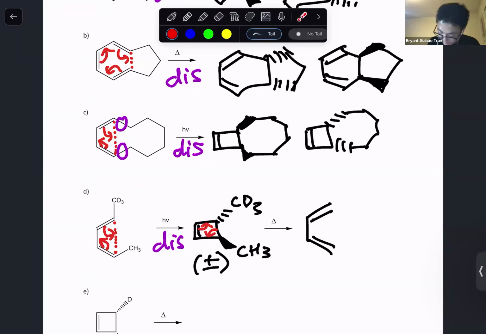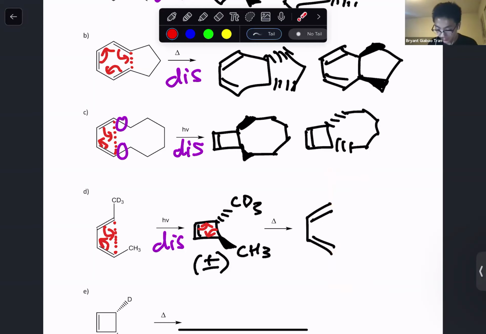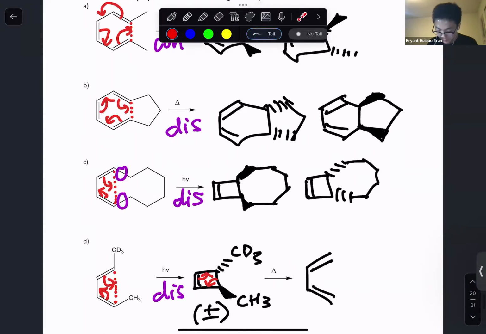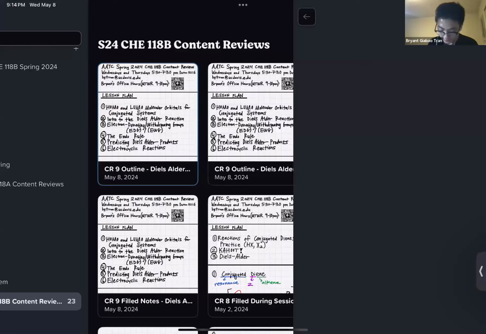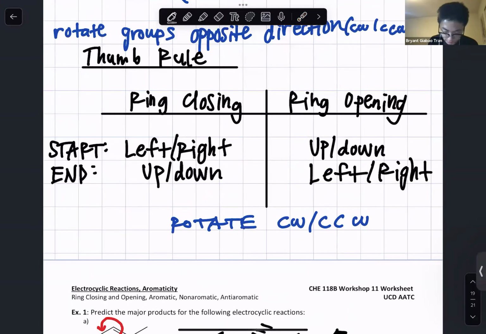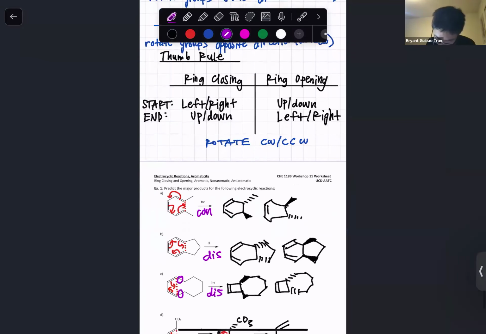Where the CD3 goes, we don't know. It could go up here or down here. The CH3, we don't know where that's going to go either. It could go up here or down here, relative to each other. To figure that out, we use the thumb rule. In ring opening, we start our thumbs up or down. But first, let's figure out if this is disrotatory or conrotatory.